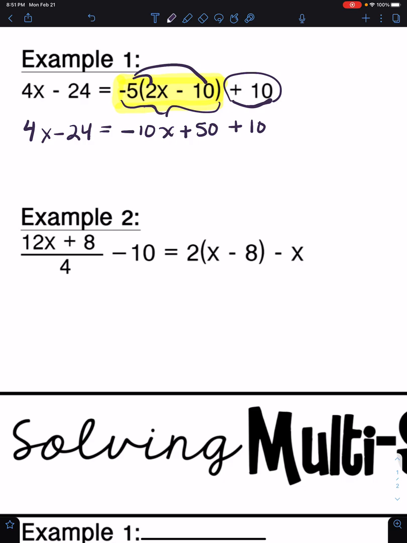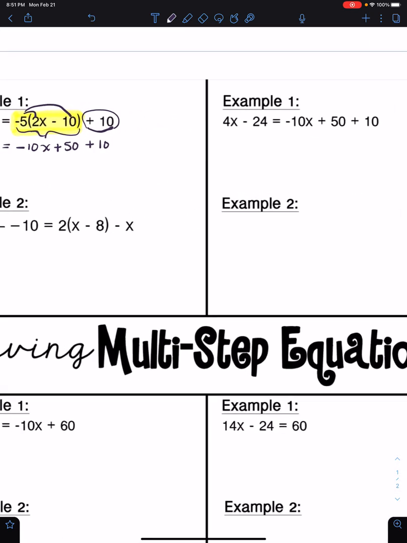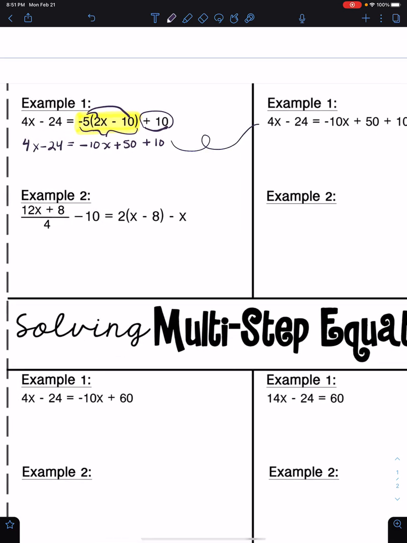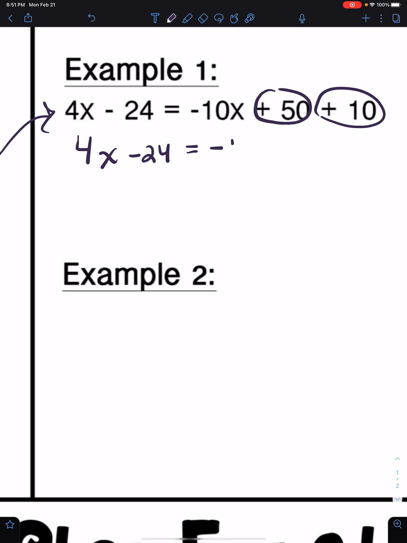The next step is to combine like terms. You can see that what I just solved is right here. This is after distributing. So I'm looking for like terms that are on the same side of the equal sign. So I just have the 50 and the 10. And again, anything that I'm not doing on that step, I'm just going to recopy. The only thing I'm doing with this step is adding 50 and 10.